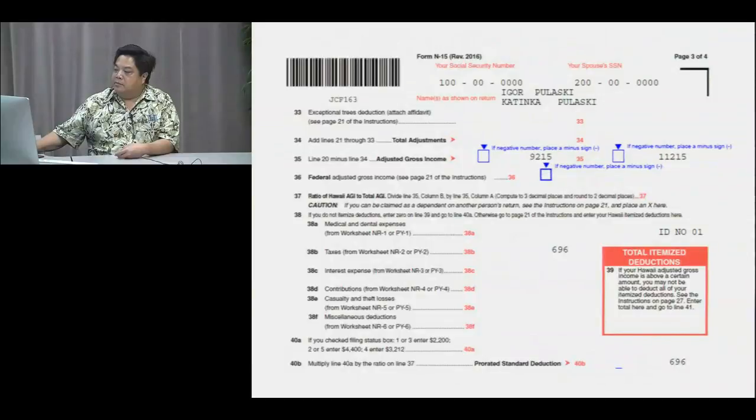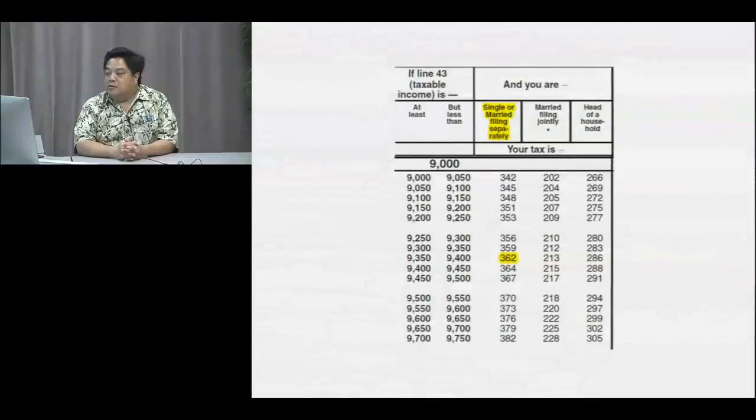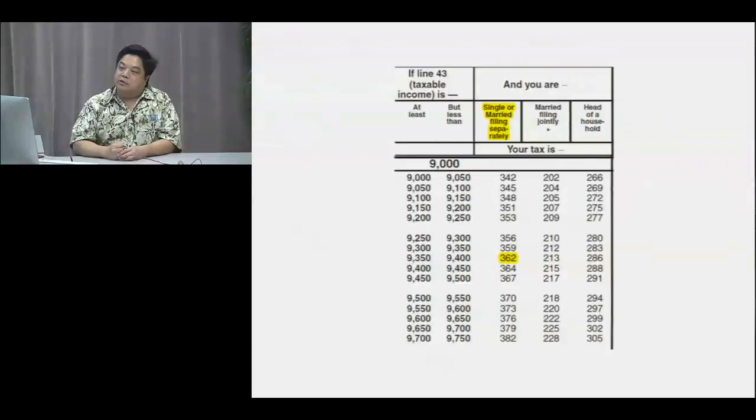So this is just a bigger page of page 3. And this is the actual tax table on the back of your instruction booklet for N15. And to get 362, that's how you calculate. You go to the column for single and married filing separate, and you go to the two columns on the left where your number lands in that range, and the corresponding number is 362. So anybody have questions on that one?